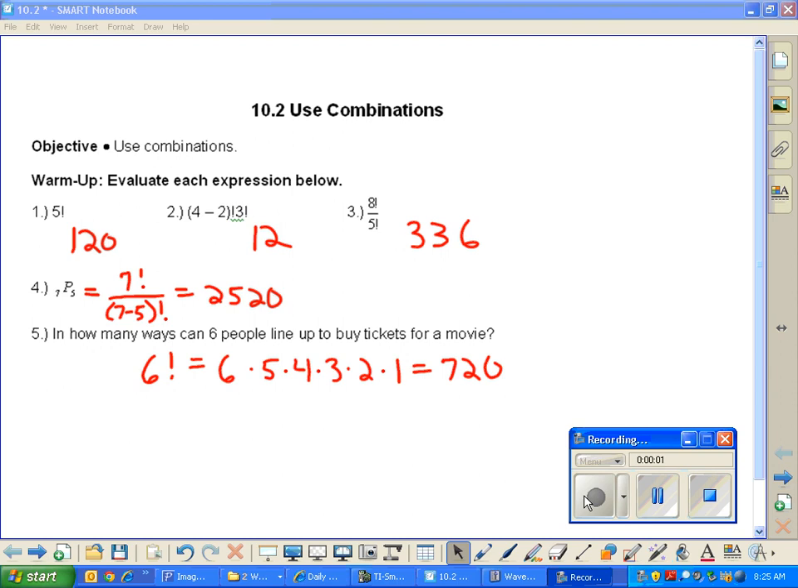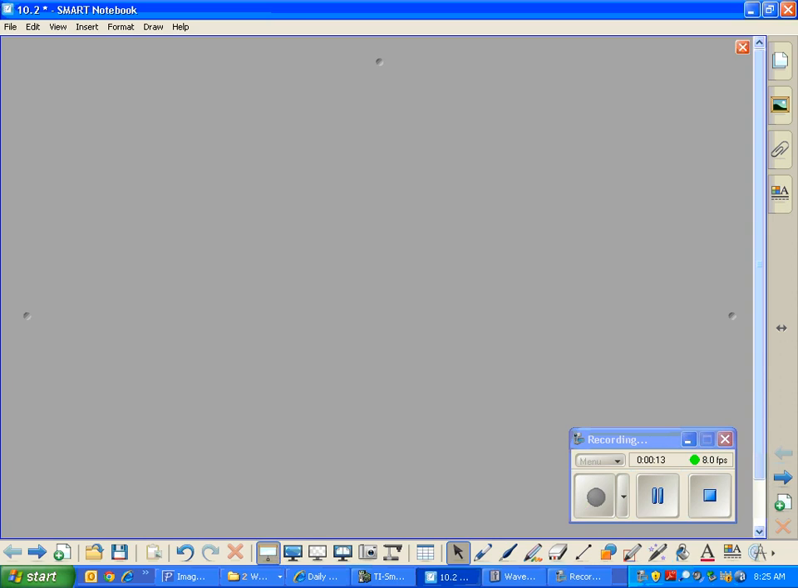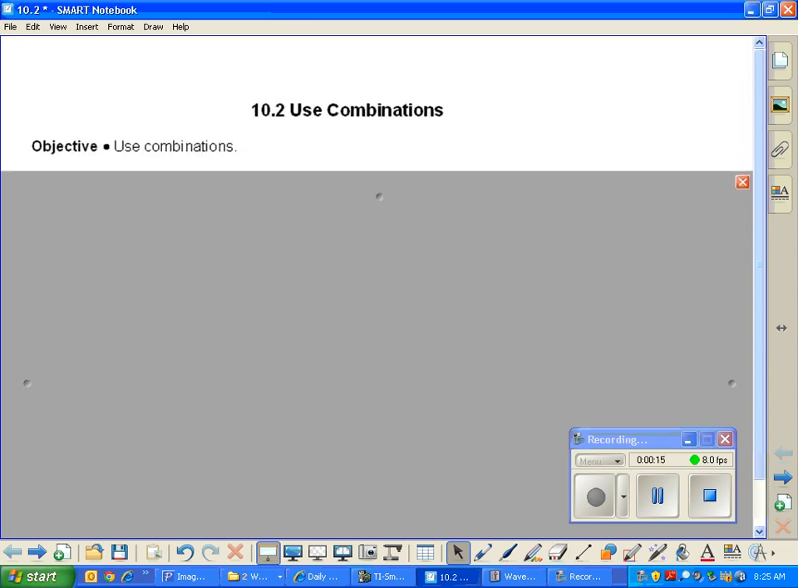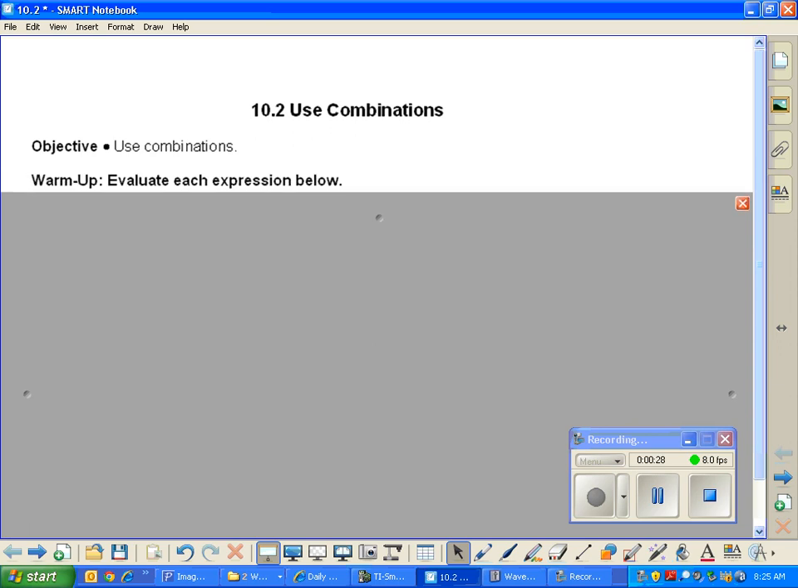Okay, our goal for the 10-2 notes is to use combinations, and we'll talk about that as our key word for today. Wanted to screen share this for you a little bit. To start off today's lesson, however, you really want to have a pretty strong understanding of how to use your calculator to evaluate factorials and permutations. So I would like you to take a moment, press pause, and do the warm-up, evaluate the expression below.